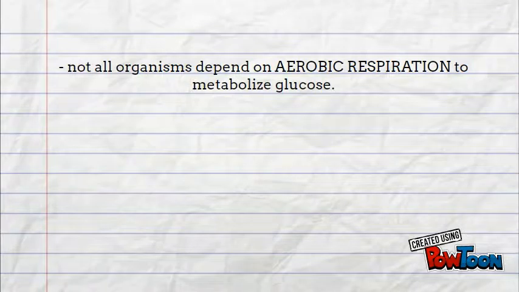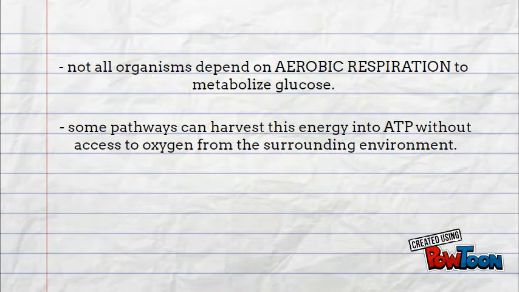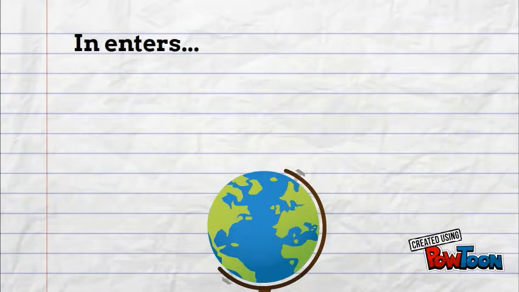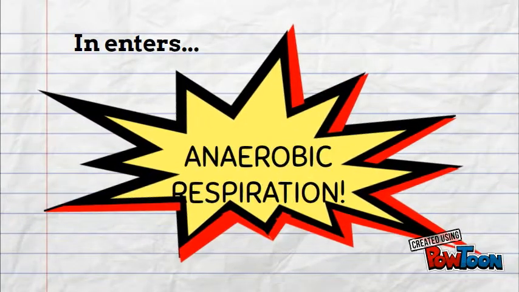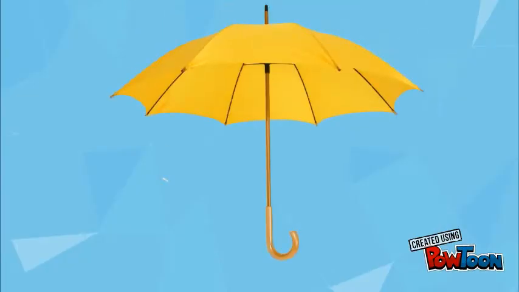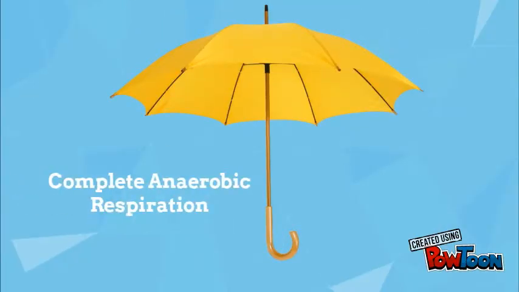However, not all organisms depend on aerobic respiration to metabolize glucose. Some pathways can harvest this energy into ATP without access to oxygen from the surrounding environment. In enters anaerobic respiration. Two pathways fall under this umbrella: complete anaerobic respiration and fermentation.